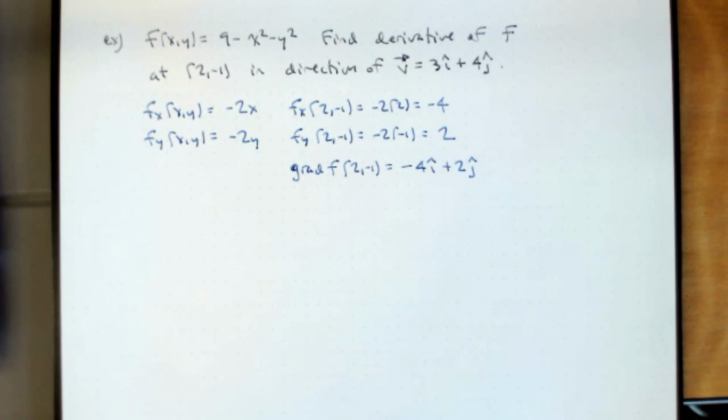The other thing that we need is a direction in which to calculate the derivative. The direction that we're given is 3i plus 4j. I can't use 3i plus 4j. That's not a unit vector. So we'll make that a unit vector.